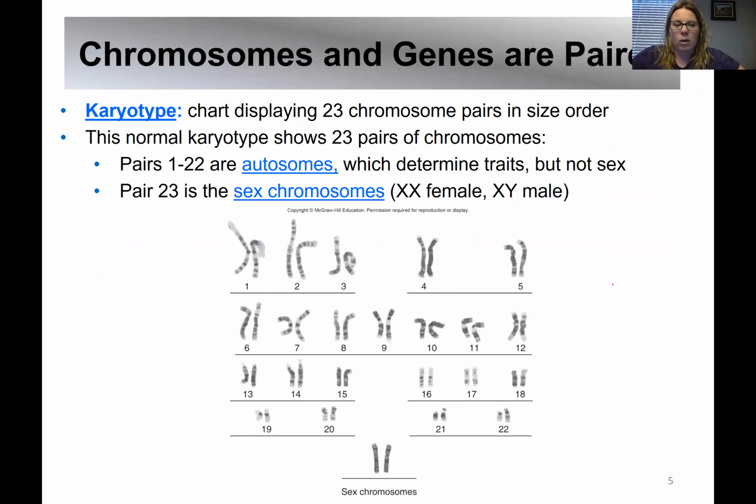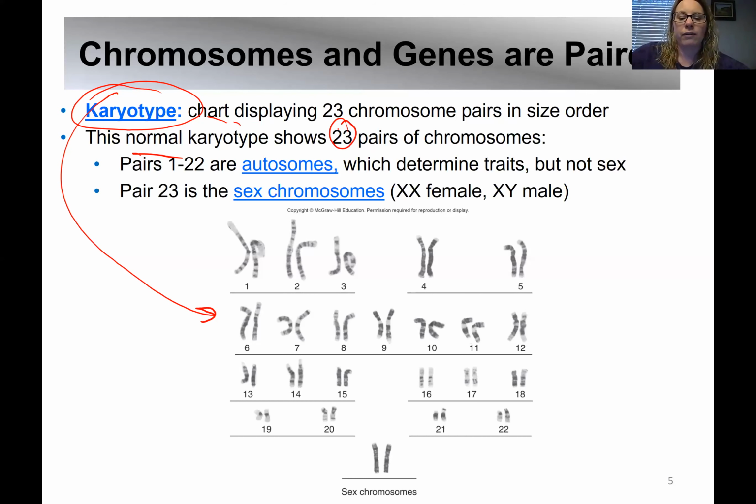Okay, and we'll talk a little bit about some of the probabilities and go through some Punnett squares here in a little bit. But a karyotype is basically this picture, or it's defined here as a chart of chromosome pairs based on their size order. Our chromosomes are numbered based on their lengths. So here is a normal karyotype, or a normal picture of our 23 chromosome pairs.